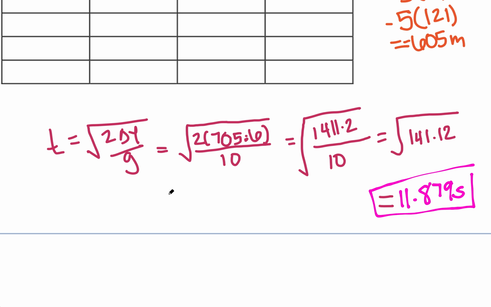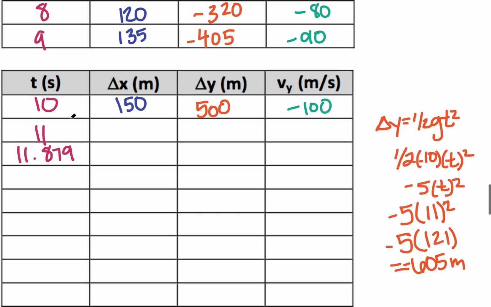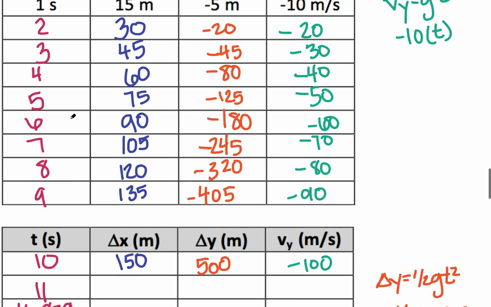Now, as you can tell, this isn't a whole number, and that is the one thing you really need to keep in mind: if you have this problem on your exam, don't stop early. If you stop at 11 and it's still not enough delta y, then you need to go one more step, and that is to figure out exactly what the time is. So our time is 11.879, and so I just filled that in here. But let me go up here first.